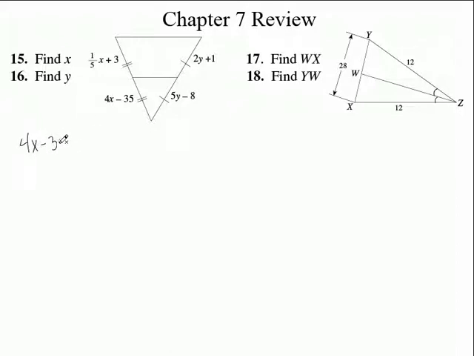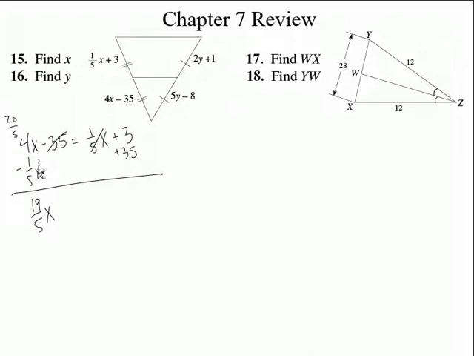Got 4x minus 35 equals 1/5 x plus 3. Subtract the 1/5 x from both sides. Okay, that'll cancel out. Add a 35 to both sides. That'll cancel out. So let's see. 4 minus 1/5 would be what? 3 and 4/5, or you could think of it like this. Think of this as a common denominator of 5, so this would be 20/5. So 20 minus 1 is 19/5.